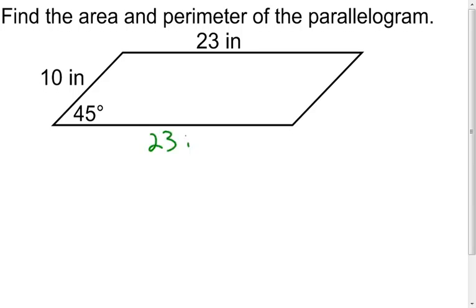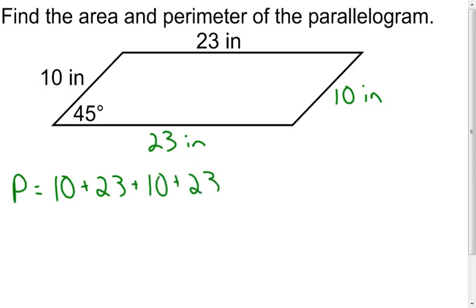I know that the opposite sides are congruent, therefore the other sides that aren't labeled will be 10 inches and 23 inches. So if I want to find my perimeter, all I need to do is add up all the sides. So take the 10, the 23, the other 10, the other 23, add those all together, and I end up with 66, and then don't forget your label, inches, for the perimeter of my parallelogram.